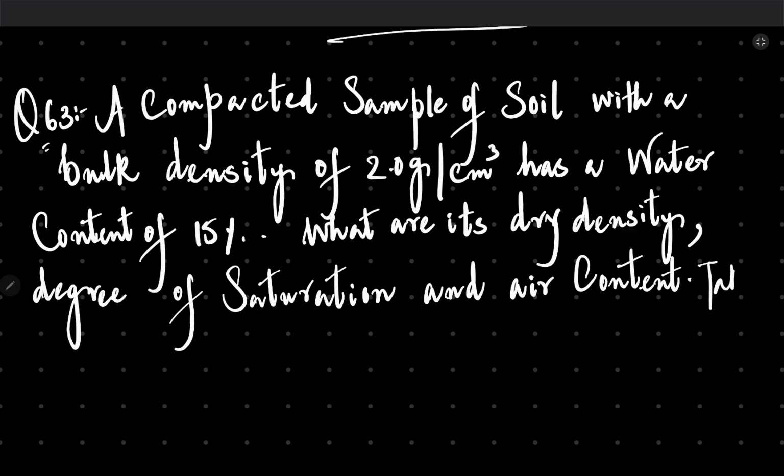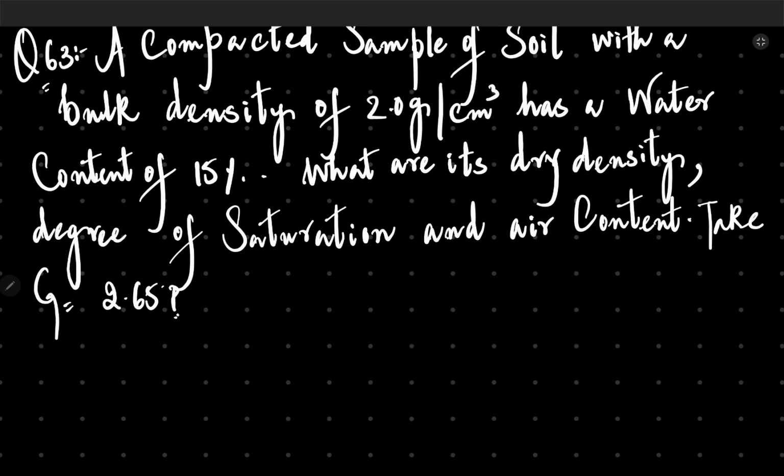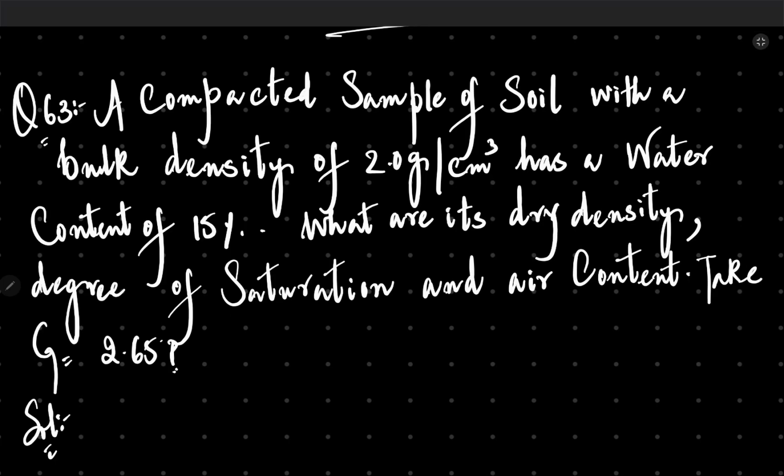Take G equal to 2.65. All right, so this is the question and we have to solve this one. A compacted sample of soil with a bulk density of 2.0 grams per centimeter cube has a water content of 15%. What are its dry density, degree of saturation, and air content? Take G equal to 2.65.